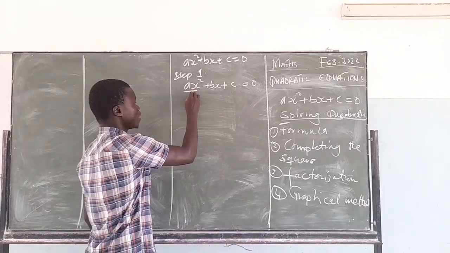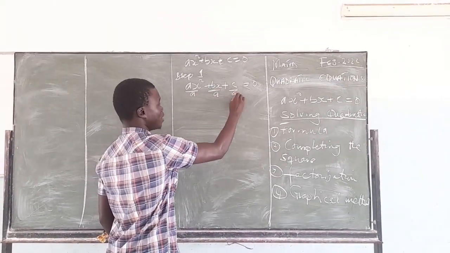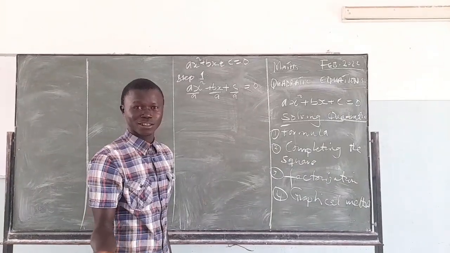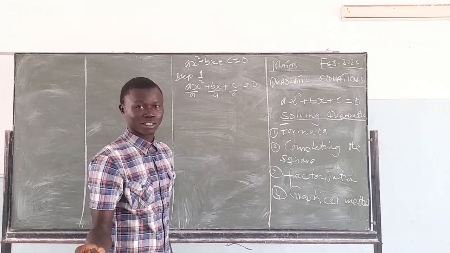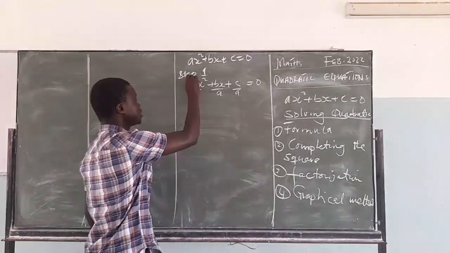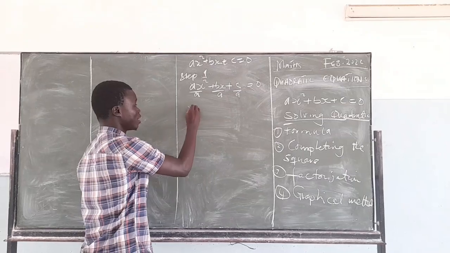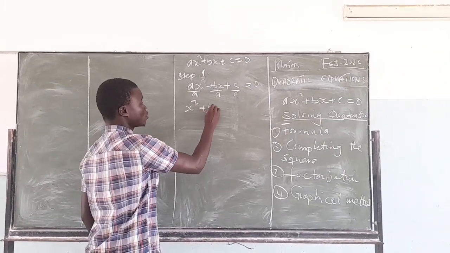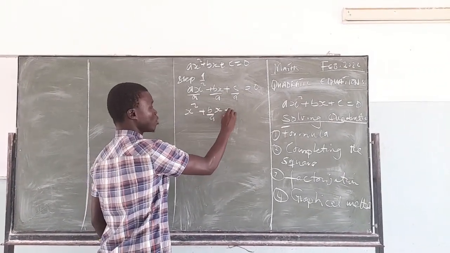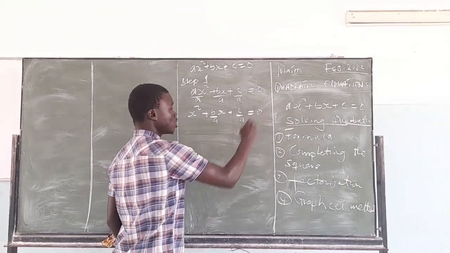Can we divide 0 by a? Yes. 0 divided by a is just 0, so no need. This a and this a can cancel out. We have x squared plus bx over a plus c over a equals 0.